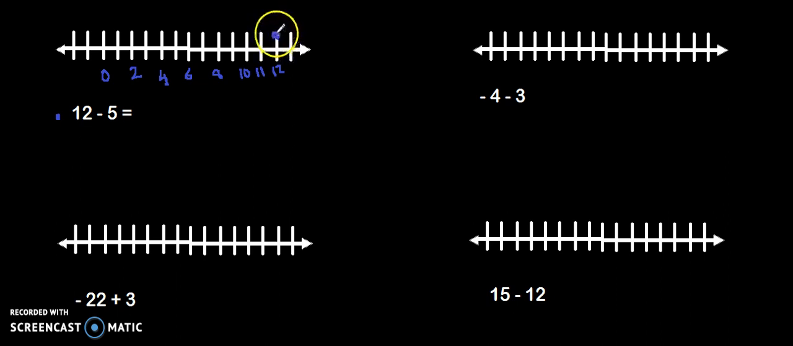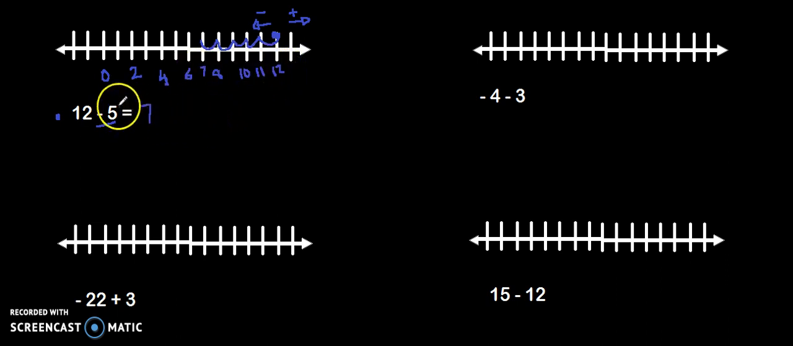Now, our starting point is 12. We need to subtract 5 from 12. So which direction are we going to move in? Do we move to the right or to the left? Well, if we're adding, we usually move to the right, but we're not. We're subtracting. How many spaces do we go to the left? We go 1, 2, 3, 4, 5, which takes us to 7. So 12 minus 5 is going to be 7.